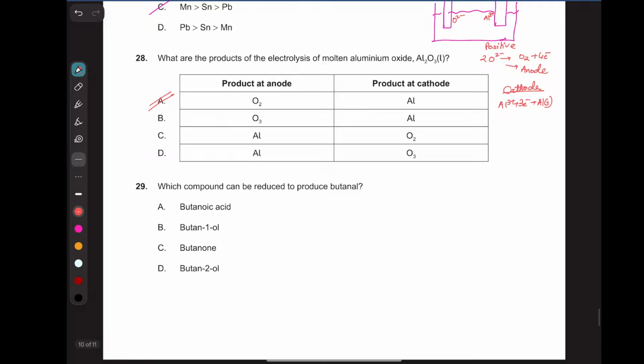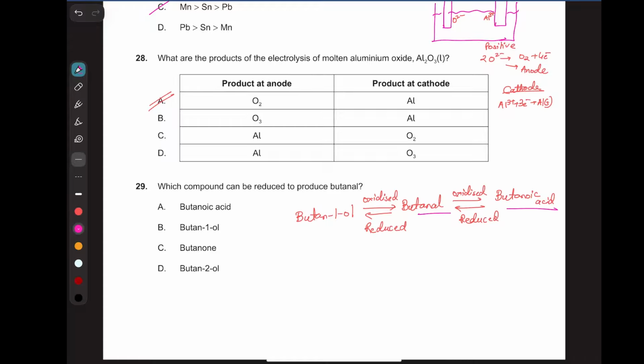Next, which compound can be reduced to produce butanol? So if you look at the chain, butanol is an alcohol. It is oxidized to form butanal, which is further oxidized to form butanoic acid. Butanoic acid will be reduced to form butanal, and butanal will be reduced to form butanol. Okay, so butanoic acid can be reduced to form butanol. So answer would be A.